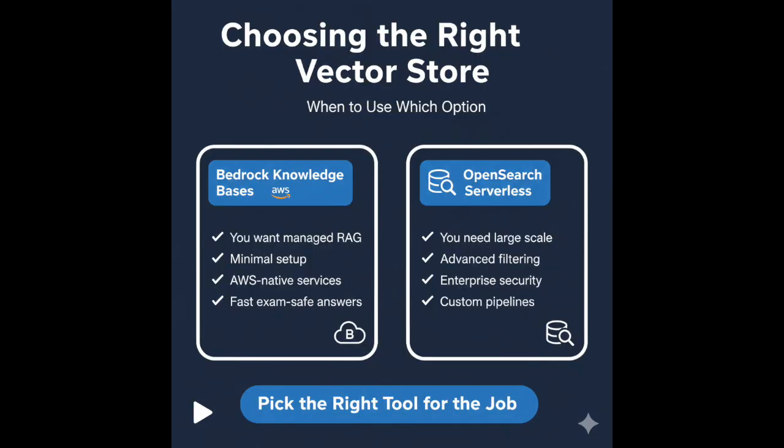Part 9, choosing the right vector store. Use Bedrock knowledge bases when you want managed RAG, minimal setup, AWS native services, fast exam-safe answers. Use OpenSearch Serverless when you need large-scale advanced filtering, enterprise security, custom pipelines. The exam likes both, but especially Bedrock knowledge bases for simplicity.